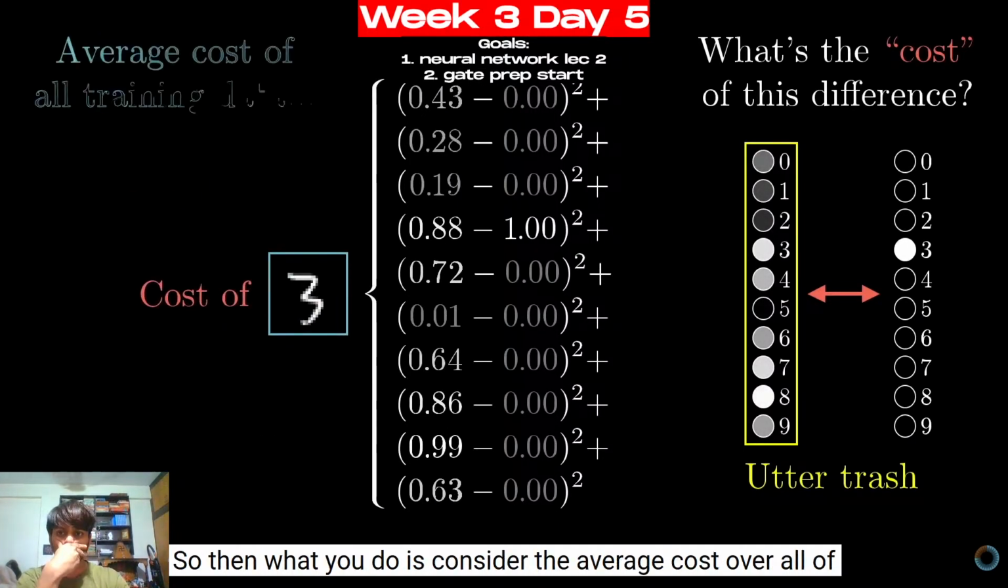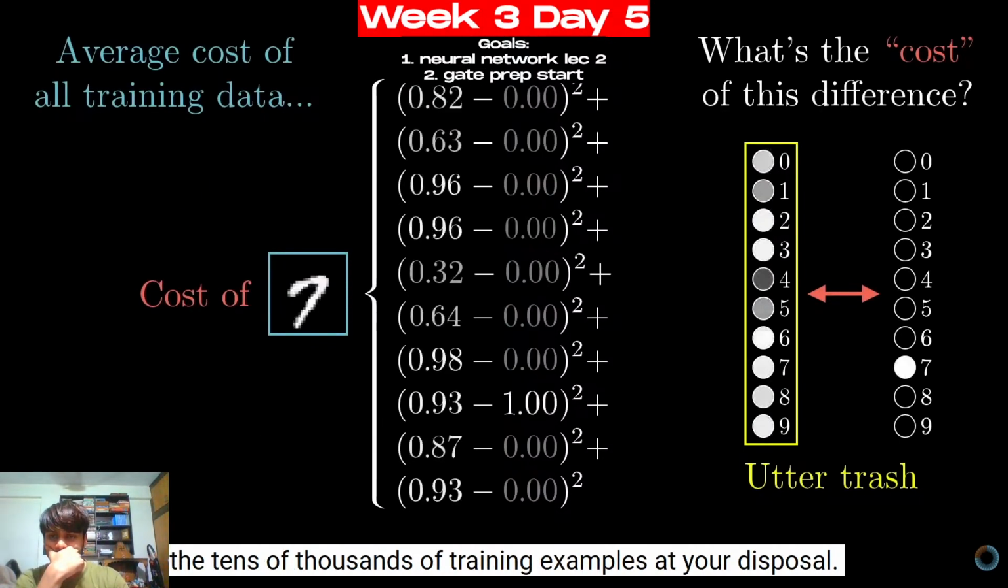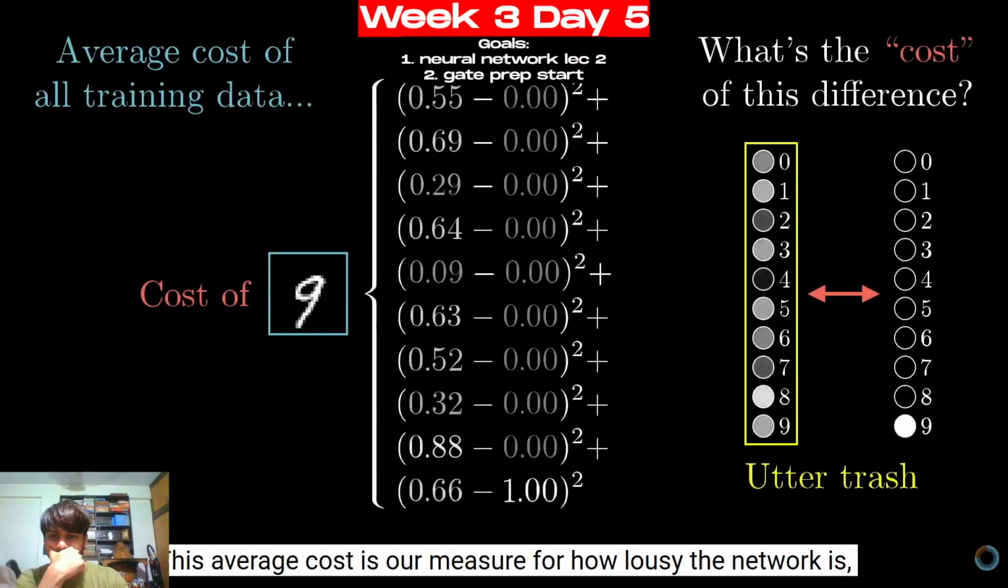So then what you do is consider the average cost over all of the tens of thousands of training examples at your disposal. This average cost is our measure for how lousy the network is and how bad the computer should feel. And that's a complicated thing.